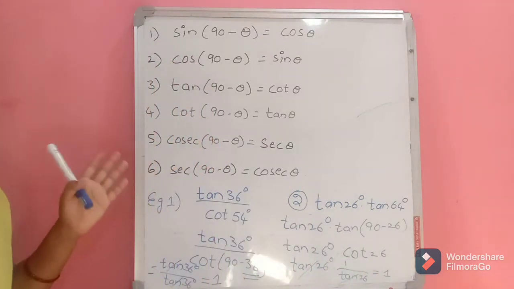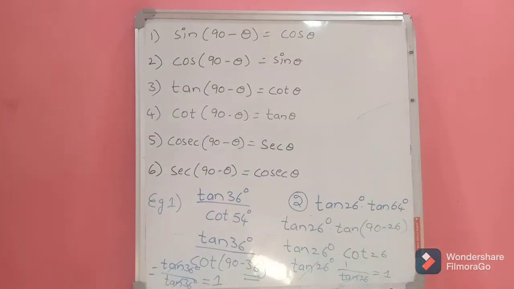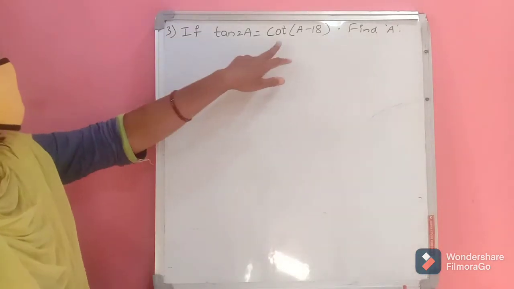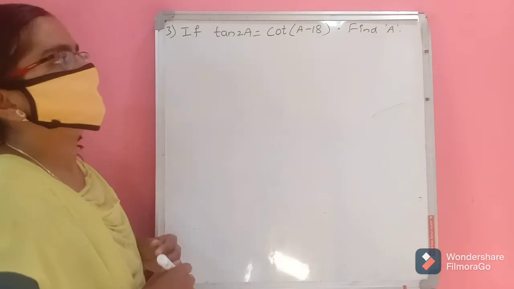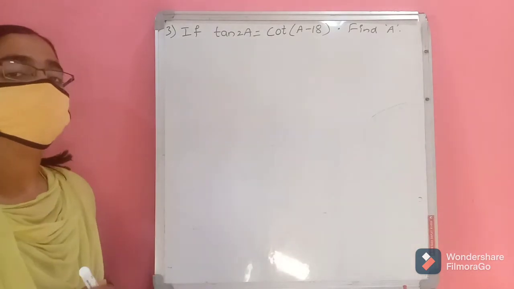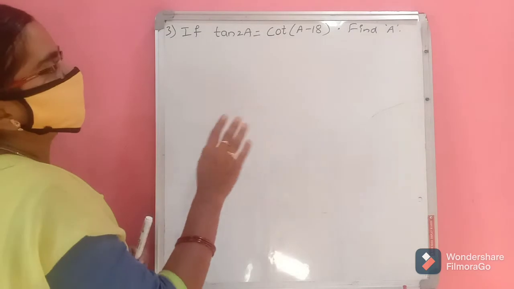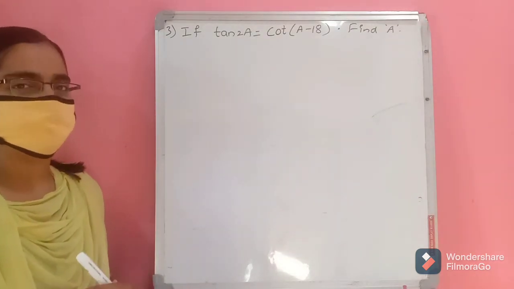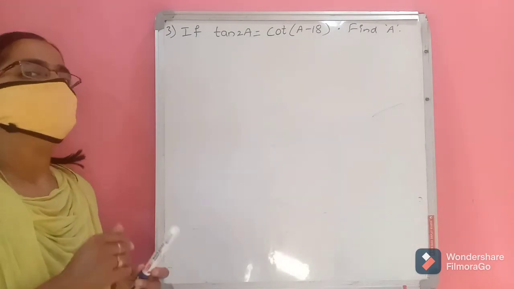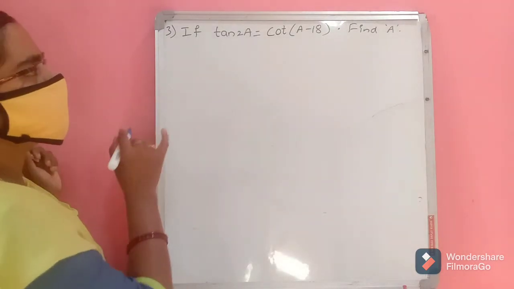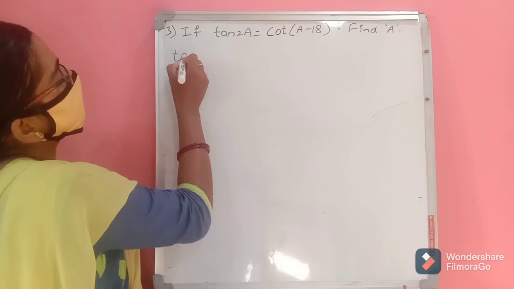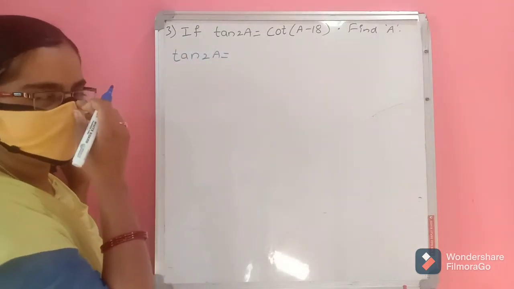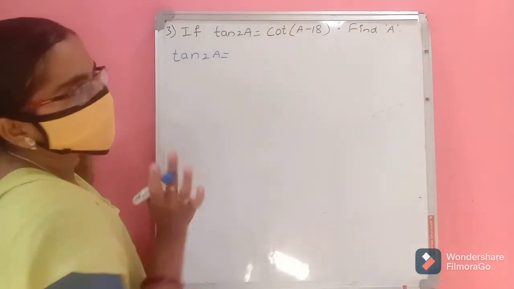So, based on these problems, we will get this type of problems. Here I have given one more example. If tan 2a is equal to cot a minus 18, then find the value of a. Here they have given this angle A is acute angle. Acute means less than 90. Find out the value of a. So this I am writing as tan 2a is equal to cot a minus 18, means cot theta. Take it as cot theta.